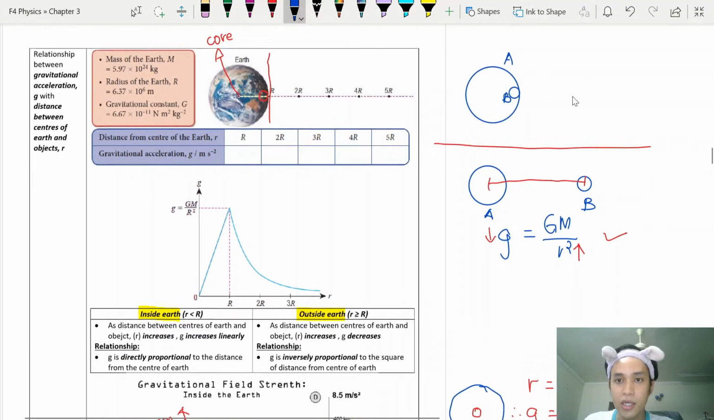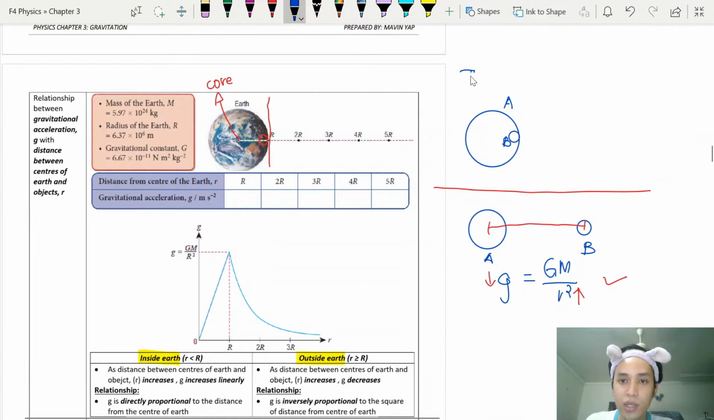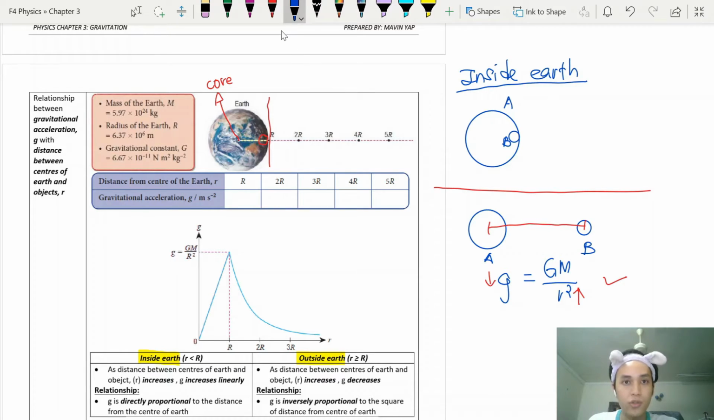maybe I can use this as your summary. So this is when inside Earth. Alright, when the object is inside Earth, basically your R will be from here to here. This one will be the R. Whereas this one is outside Earth.